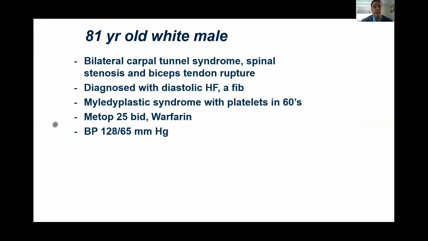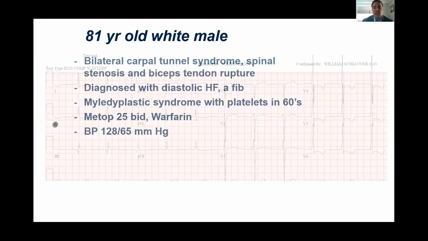So, an 81-year-old white male, he's diagnosed with diastolic heart failure and paroxysmal AFib. He has a history of bilateral carpal tunnel syndrome, surgery about 6 years prior, spinal stenosis, surgery 8 years prior, and he has a history of a biceps tendon rupture. He has myelodysplastic syndrome with platelets in the 60s, metoprolol 25, he's on warfarin, and his blood pressure is 128/65. This is the EKG I showed you before.